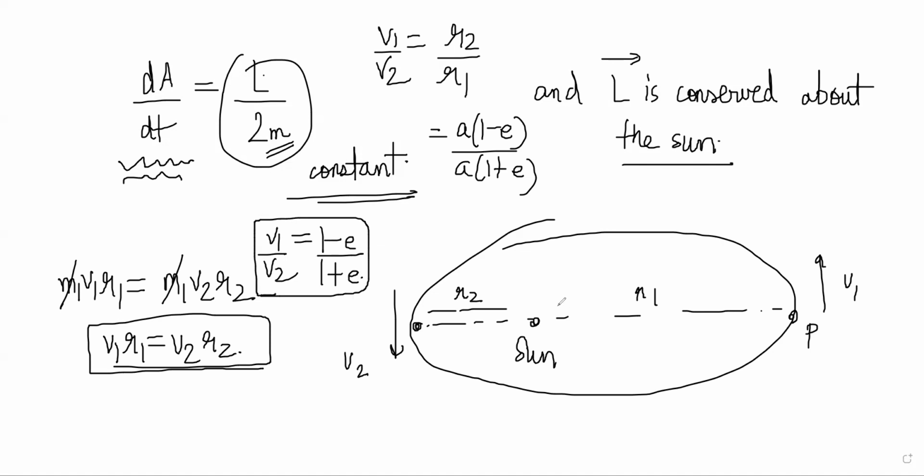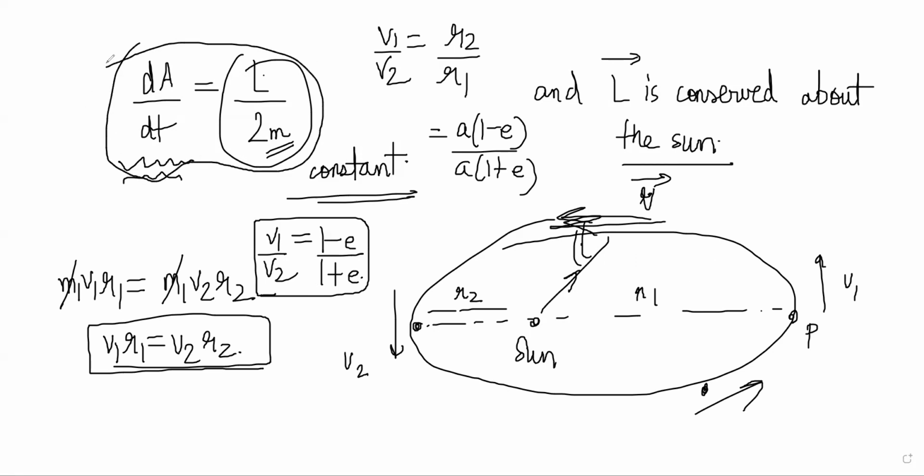So at any point, and it's not just with these two points, L is always the same about the sun, no matter where you are. But for other points, you'll have to actually do the cross product properly. Since we don't know the angles, I'm not taking those cases. But technically, L is conserved. That's why dA by dt, which is L by 2m, is constant. That is the explanation for Kepler's law.